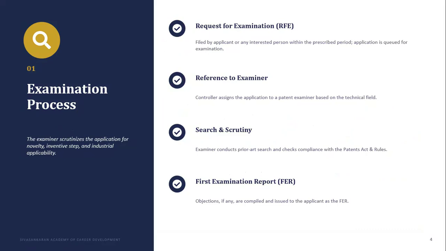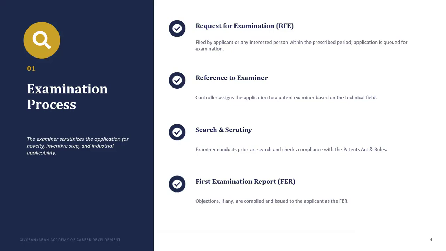Let us now examine the first major stage, the examination process. The examiner scrutinizes the patent application with reference to important patentability requirements, including novelty, inventive step, and industrial applicability. The process begins with the request for examination. The request is filed within the prescribed period, after which the application is placed in the examination queue. The controller then refers the application to an appropriate patent examiner based on the technical field of the invention.